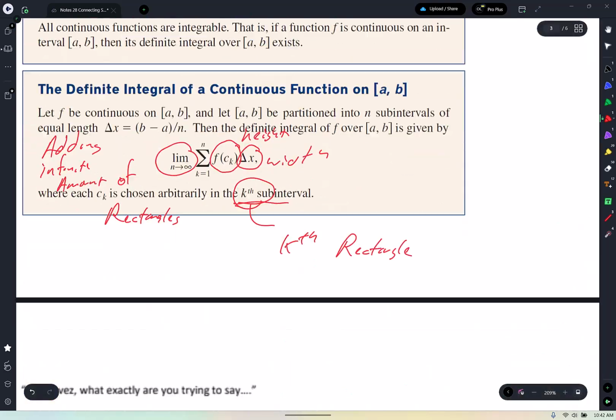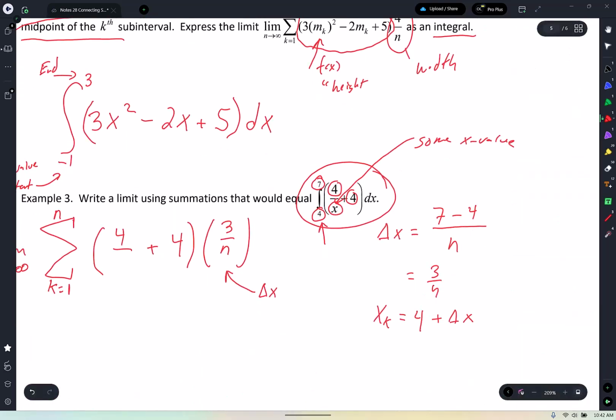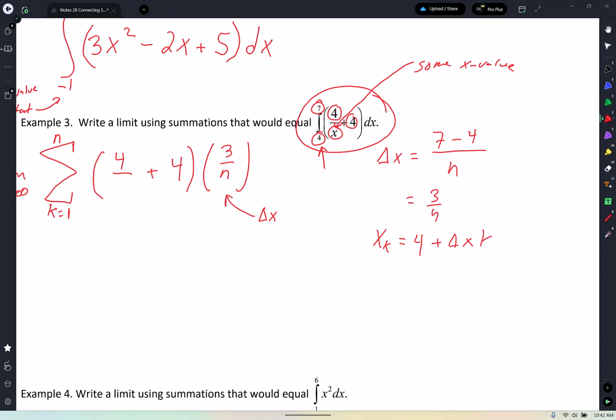So over here, and I hope that made sense. I'll repeat it if I have to. I'm going to go times my kth rectangle, because that will tell me what my x value is. Does that make sense? So look at this. 4 plus what was delta x? 3 over n times k. So you can write it as 4 plus 3k over n. And that will tell you the x value for whatever kth rectangle you have. Does that make sense or no?